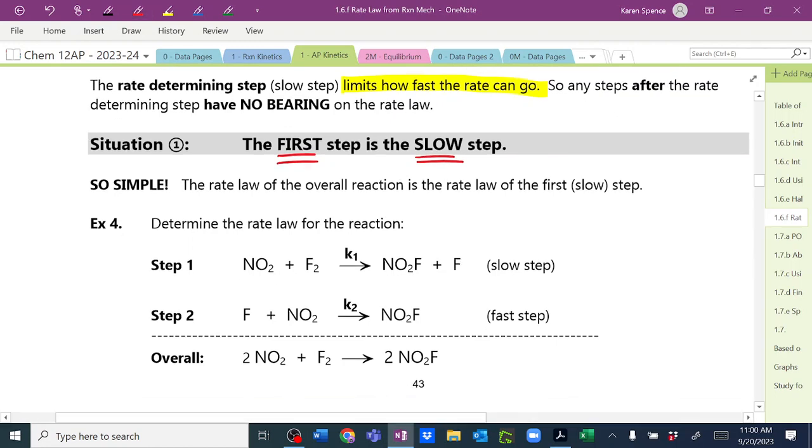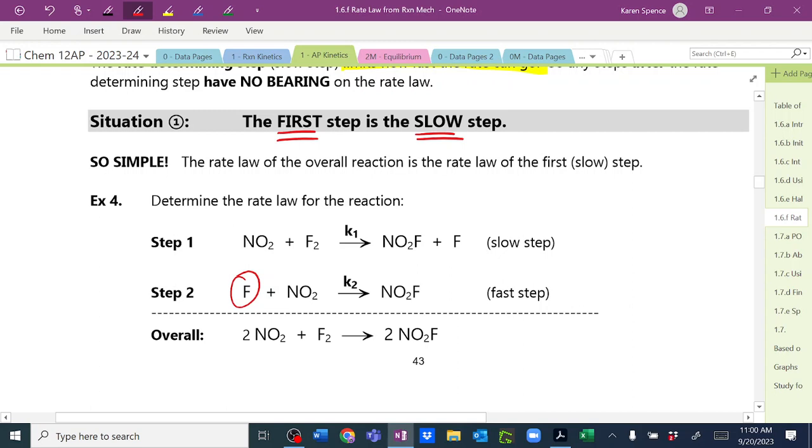Because does it matter that I've got some F here and that I've got some NO2 here? Those concentrations will not affect the rate. So I only have NO2 affecting the rate once. I don't have it affecting the rate here. Okay, because it's unimolecular in the first step. At least the NO2 is, we've got one NO2.